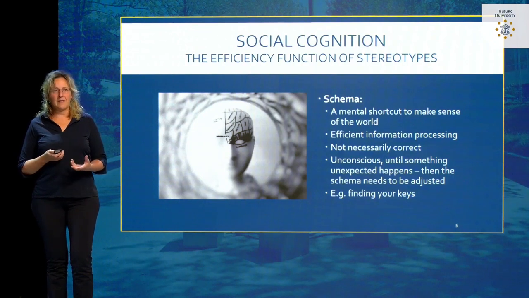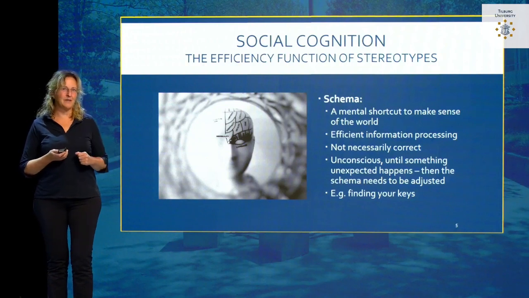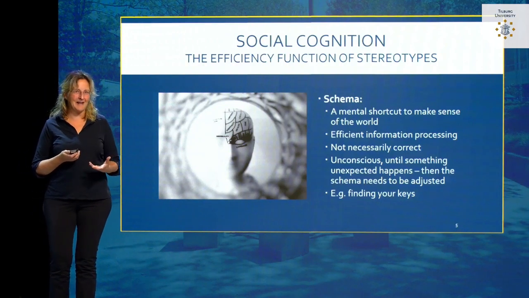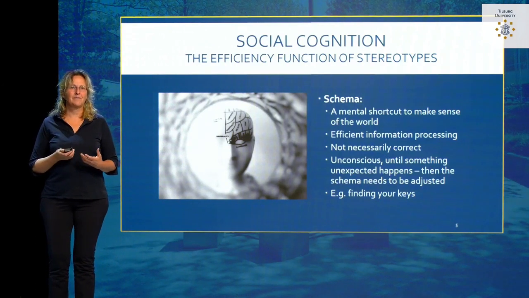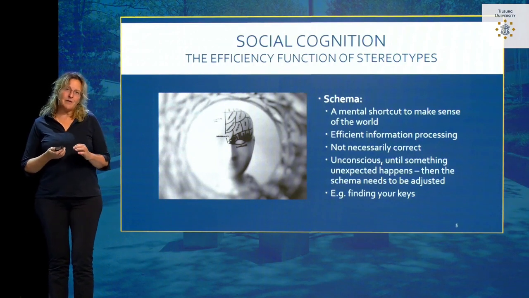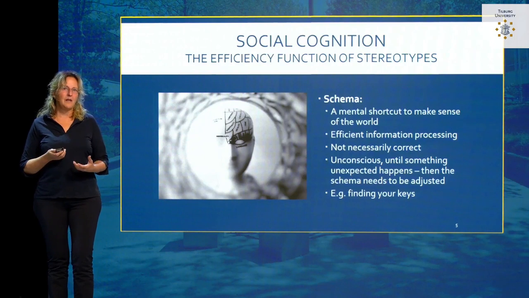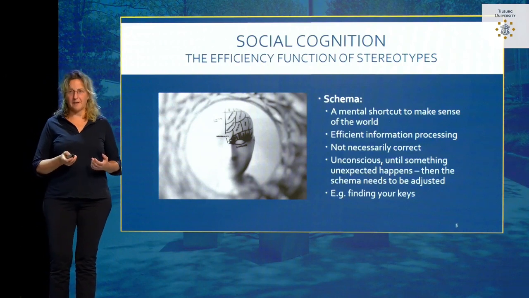You probably all ran into the situation where you thought your keys were in the place where you put them usually, and then they are not there. And then all of a sudden you need to rethink, where have I been? Where did I drop them today? So the examples I gave up to now are all about the material world around us, or just your own behavior. But we also have the schema when it comes to judging and dealing with other people. And there it becomes tricky.